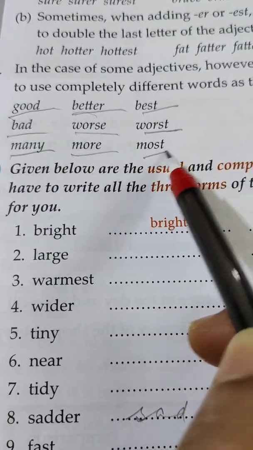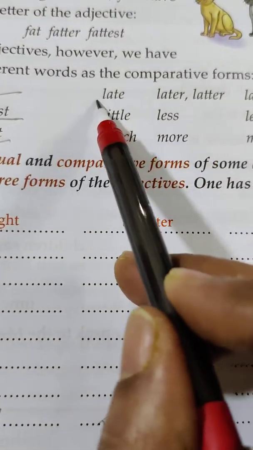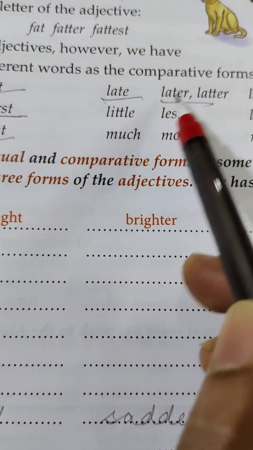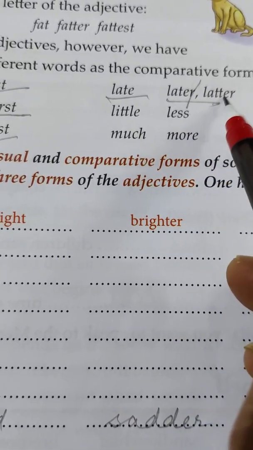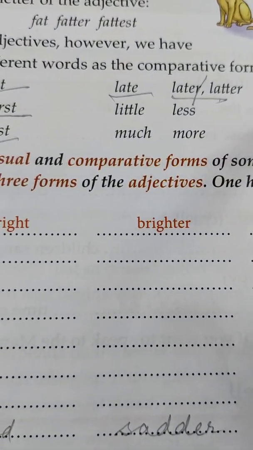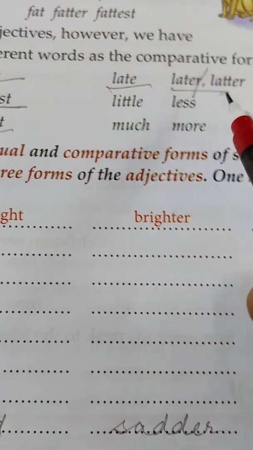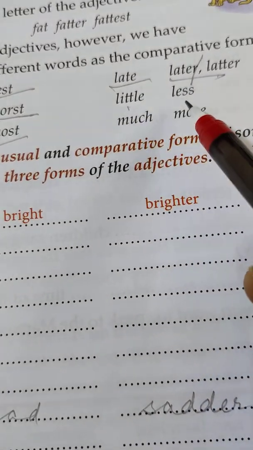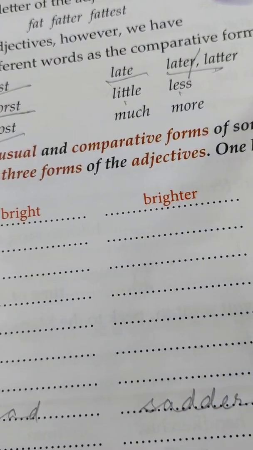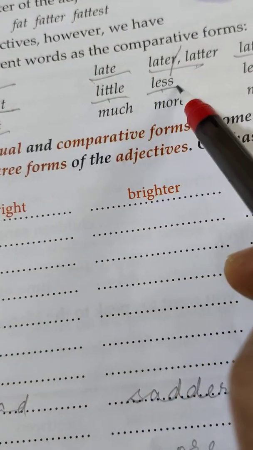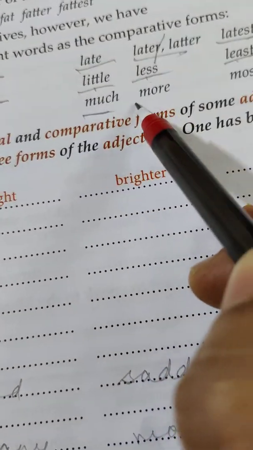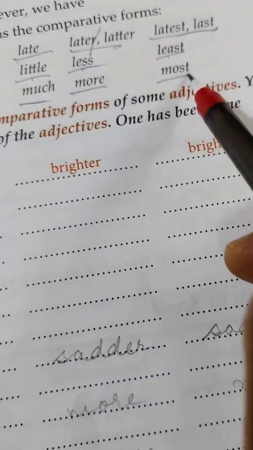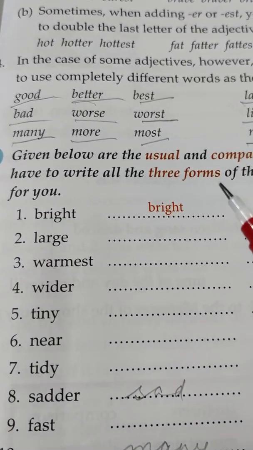Many, more, most. Here also, see, late, later. You can write latter also, or like double t also here, and latest. Follow. Here, little, less, least. Underline it, and you have to learn it, okay? Much, more, most. Clear?